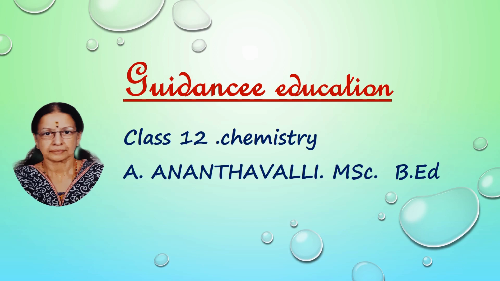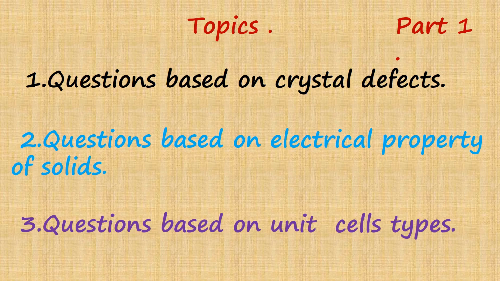We are continuing chapter 1, Solids, under class 12 chemistry. In the coming few videos, we will discuss some probable questions. This video is part 1 in that series. The topics discussed include questions based on crystal defects, electrical properties of solids and unit cell types. Questions are answered with full explanation. Each question has many sub-questions also. The video will be of great use in the examination hall, so watch the video completely without skipping.